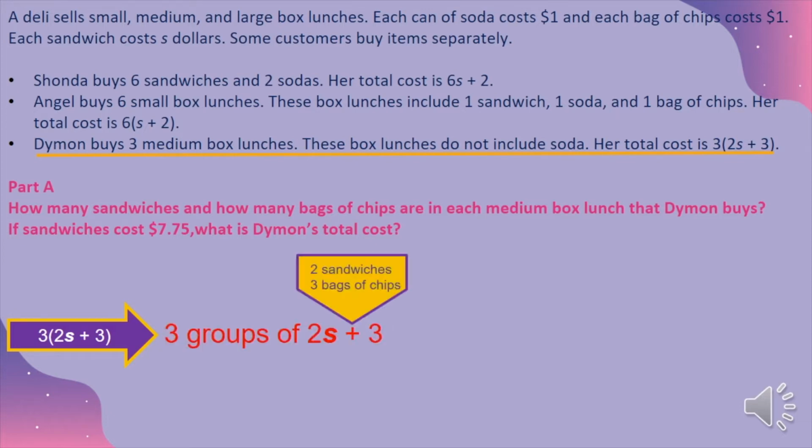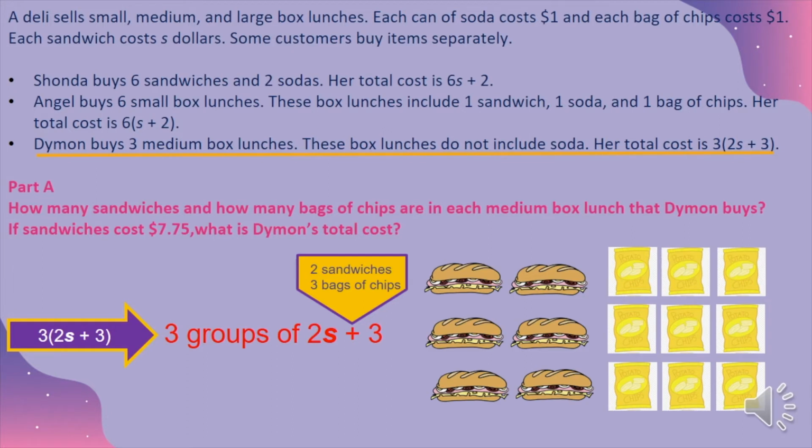You said it. It means 3 groups of 2S plus 3. And 1 group means that there are 2 sandwiches and 3 bags of chips. So in 1 medium box lunch, 2 sandwiches and 3 bags of chips are included. Now we can use this information to help determine Diamond's total cost.